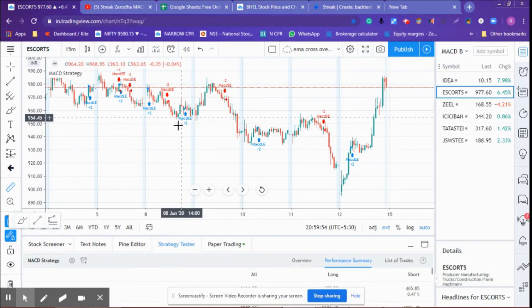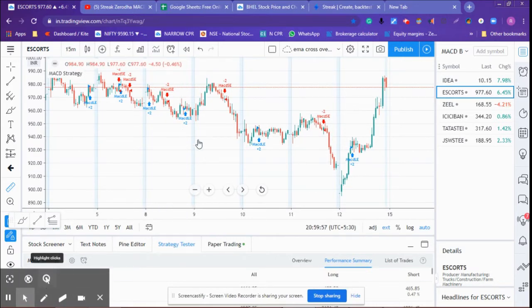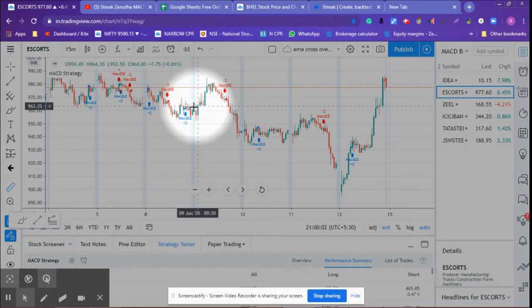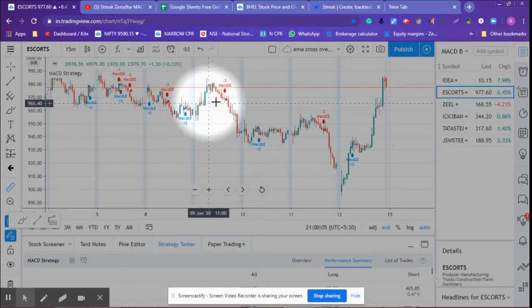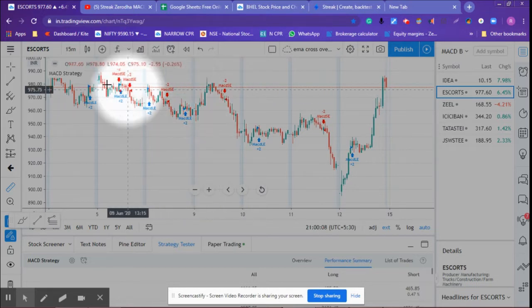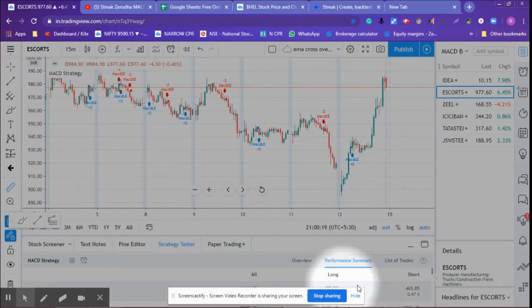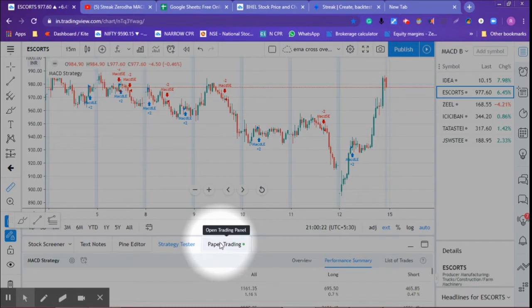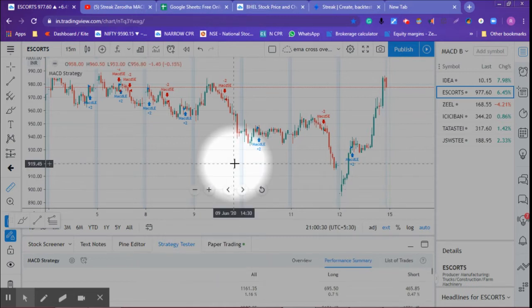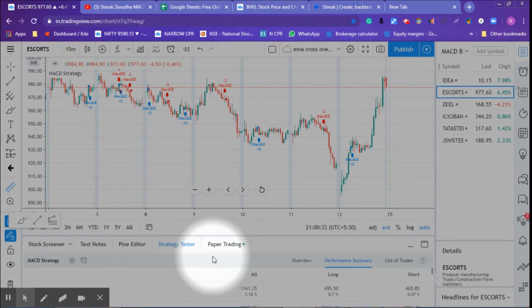You can see here, for an example, where you have to enter and where you have to exit. I have kept here a 15-minute candle chart, and right now the stock I kept is Escorts. The main thing I want to share is how to backtest the strategies. Backtesting a strategy is a very important thing that you should do, because for each and every stock the particular strategy will apply in a different way.